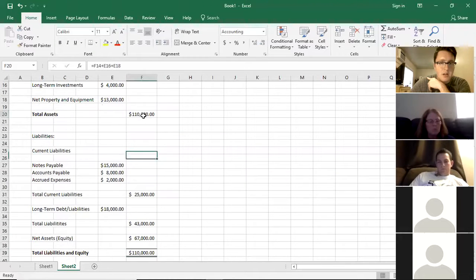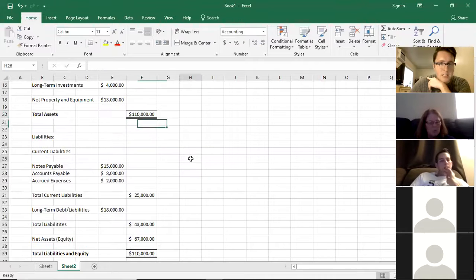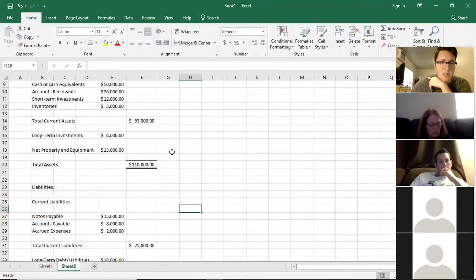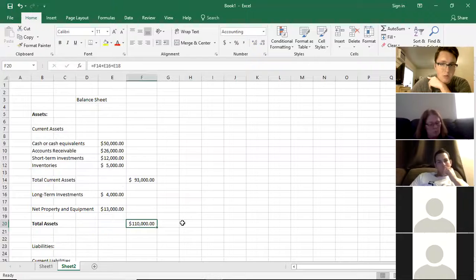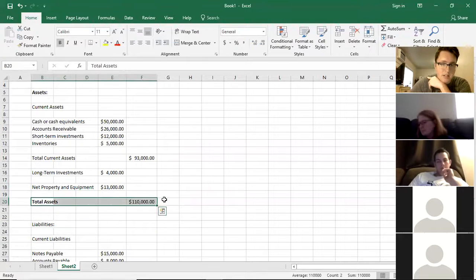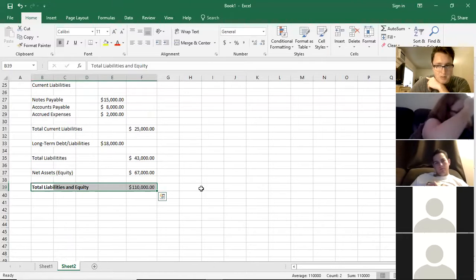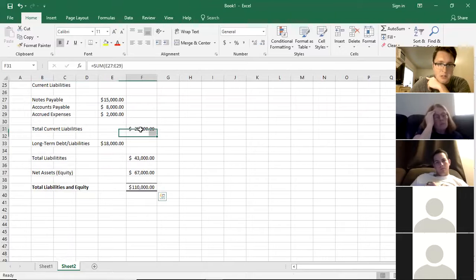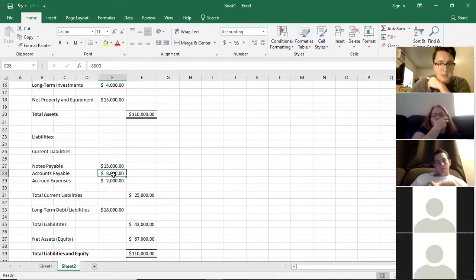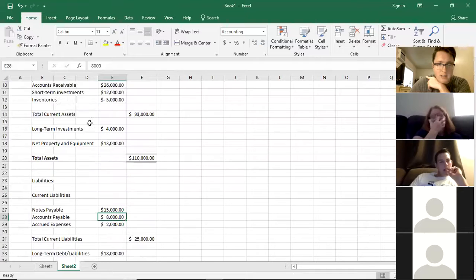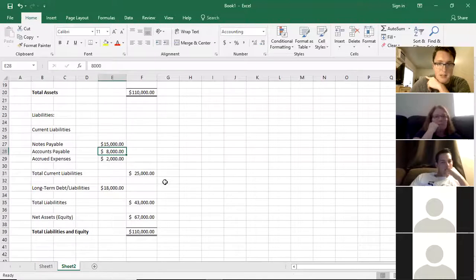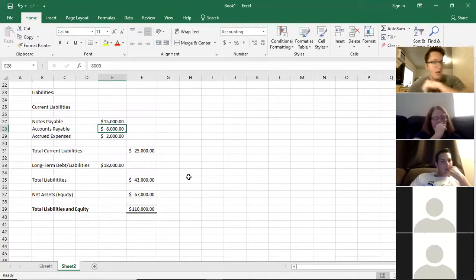So again, our accounting identity equation is that assets equals liabilities plus equity. So if we have 110,000 for our total assets here, we should also have 110,000 for our total liabilities and equity at the bottom. If those don't match, something is missing. We put a number in incorrectly, or we put one of these items that should have been in assets down in the liabilities or something like that. So it's a good way to check yourself and go back and look at your balance sheet. Any questions about the balance sheet?